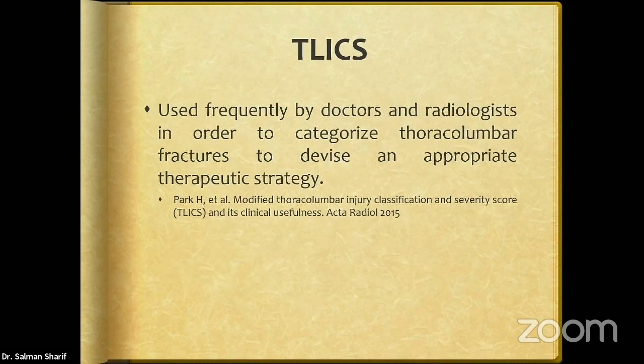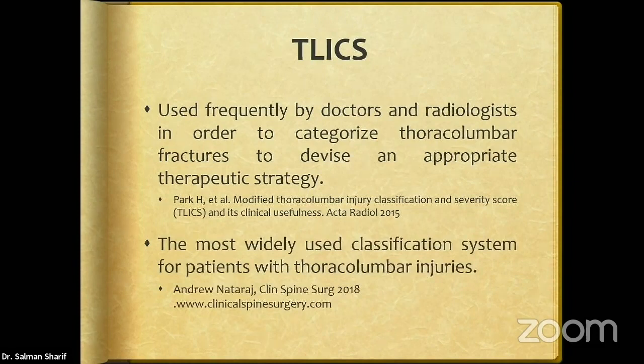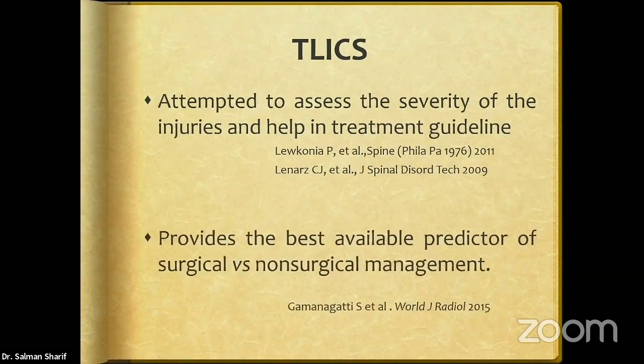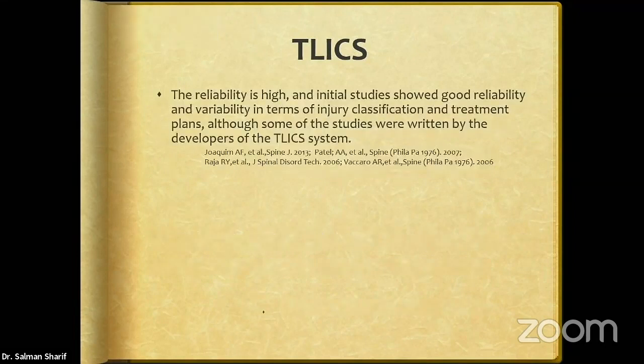The thoracolumbar injury classification is used frequently by doctors and radiologists in order to categorize thoracolumbar fractures and define appropriate therapeutic strategy. It is the most widely used classification system for patients with thoracolumbar injury. This is a positive statement. It attempts to assess the severity of injury and help the treatment guideline. This is also a positive statement, but most of these statements are from before 2015. It provides the best available predictor of surgical versus non-surgical management.